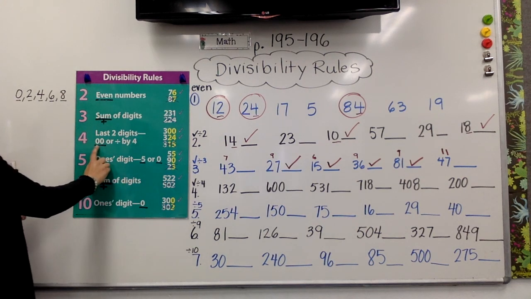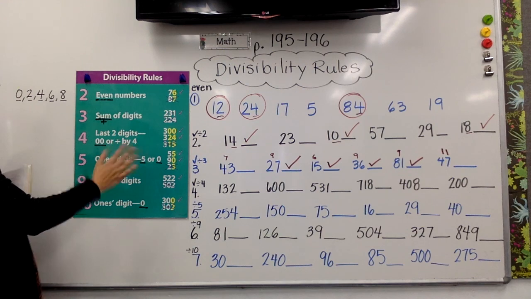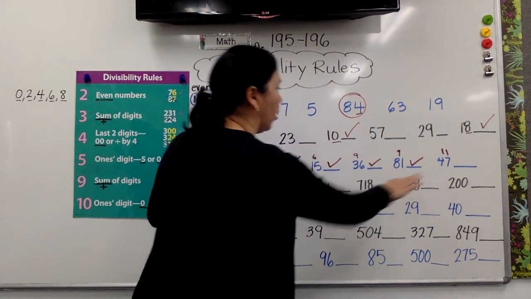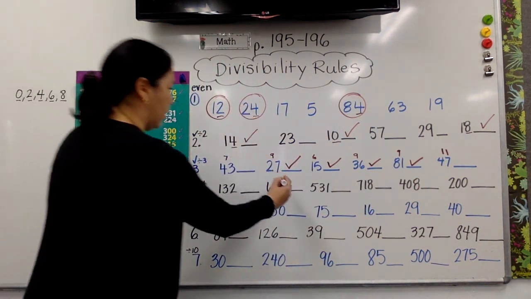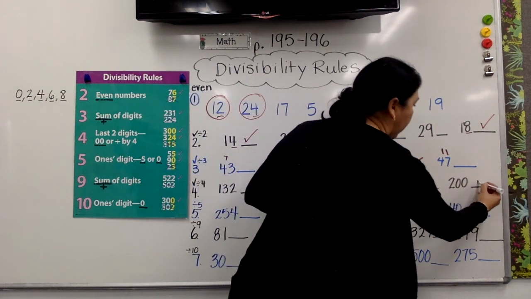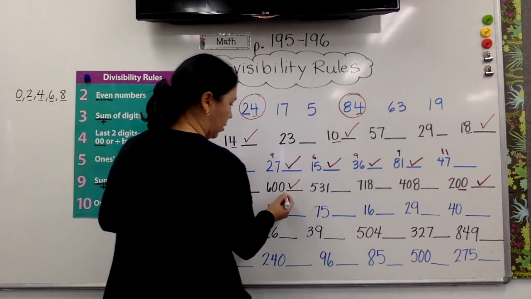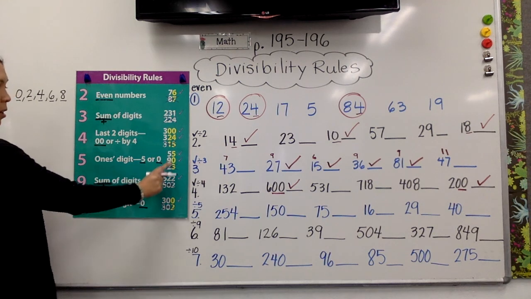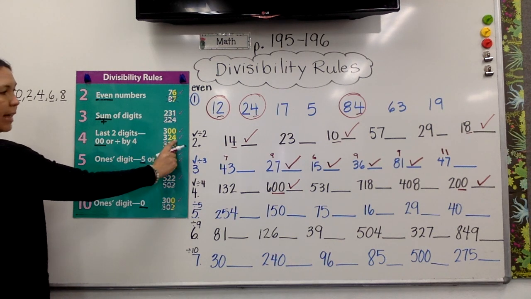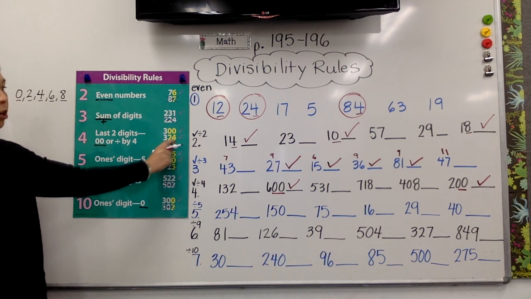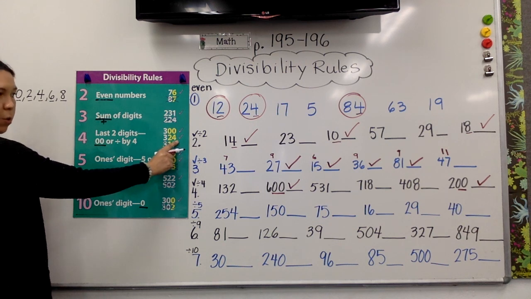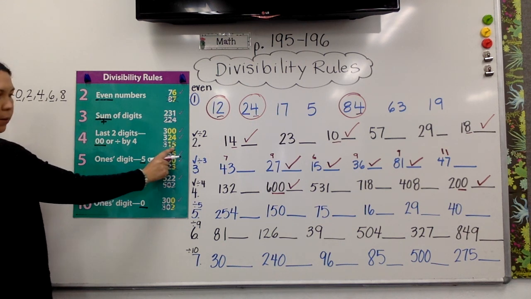So we're looking at the last 2 digits. If they're both zeros, automatically. So let's look. Are there any with just zeros? Yes, this one and that one both have 2 zeros. Okay, now the rest don't, but we have to look. Do the last 2 digits, can 4 go into it? So 4 can go into 24. That got a check. 4 can't go into 15.